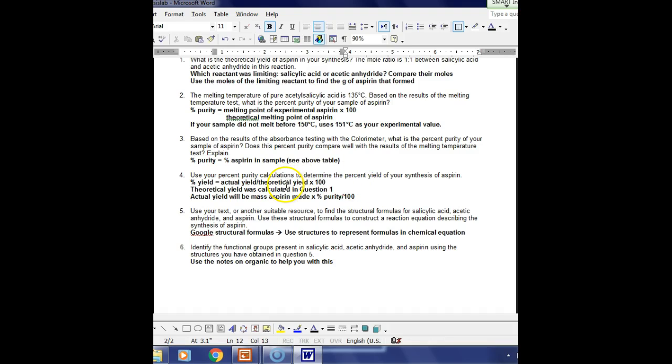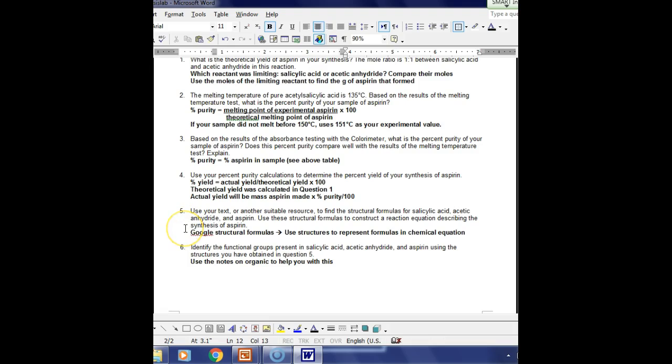Number 4 says use your percent purity to determine the percent yield of your synthesis of aspirin. Percent yield is actual over theoretical times 100. We've seen that already this year. Theoretical is what you determined in number 1, and your actual yield will be taking the mass of aspirin you made from part 1 of the lab and multiplying it by the purity. Because the purity is a percentage, we do need to divide that value by 100 to get an amount that's more feasible for your actual yield. So that should help you with number 4. Again, show me that calculation.